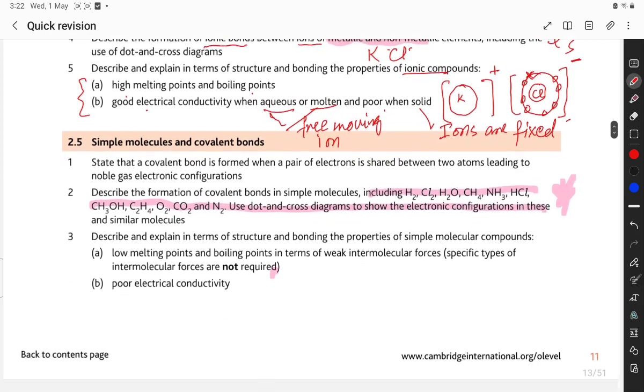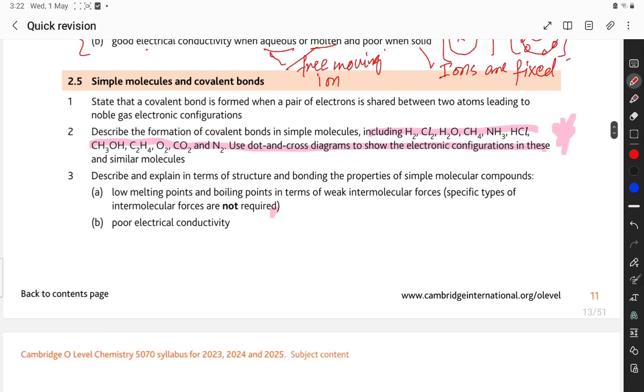So this is about ionic compounds. Now simple molecules and covalent bonds. The covalent compounds are of two types. One is simple molecules with covalent bonds. State that a covalent bond is formed when a pair of electrons is shared between two atoms, leading to noble gas electronic configuration. So when they share their electrons, they achieve the electronic configuration nearest to a noble gas. For example, HCl. If I want to draw HCl, please draw like this.